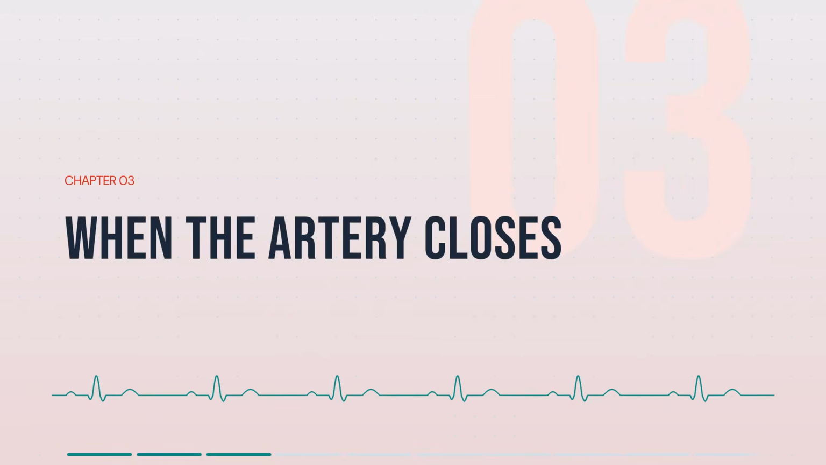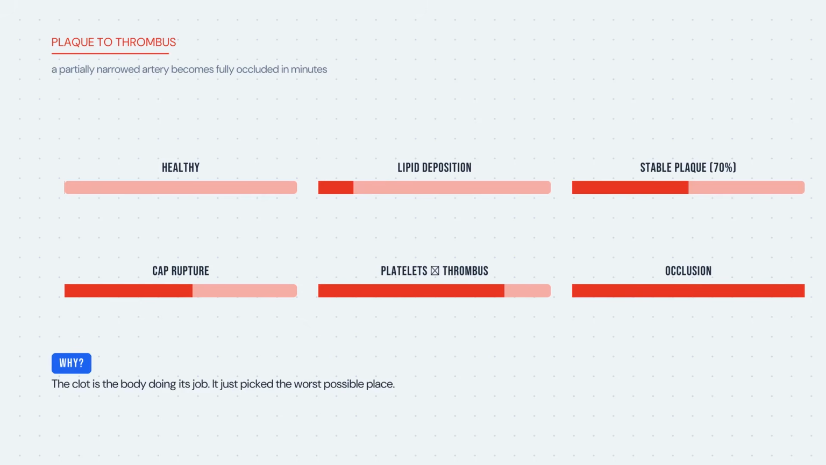Chapter 3: When the artery closes. Start with a healthy coronary artery. Smooth lining, open lumen, blood moving freely to the muscle. Now add decades of injury. High pressure, high cholesterol, nicotine, high glucose. Lipids get into the vessel wall, immune cells follow. A plaque forms and over years it grows and narrows the lumen.